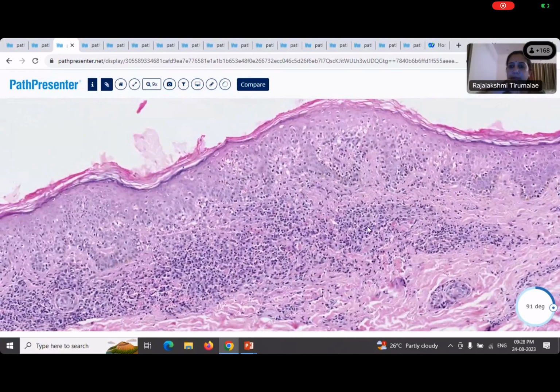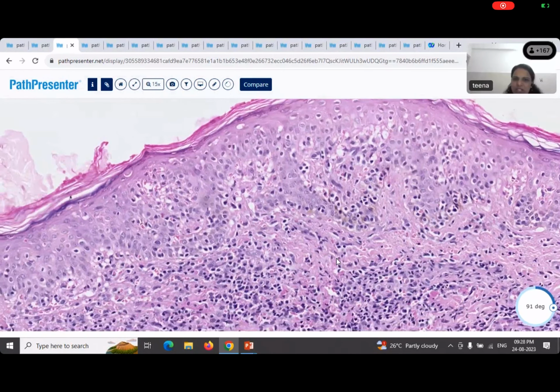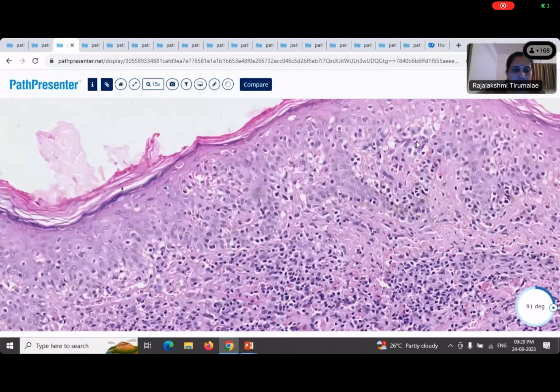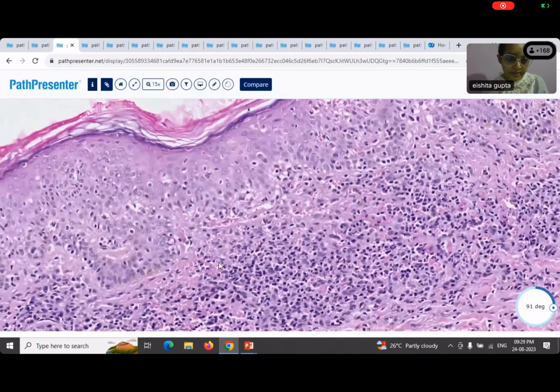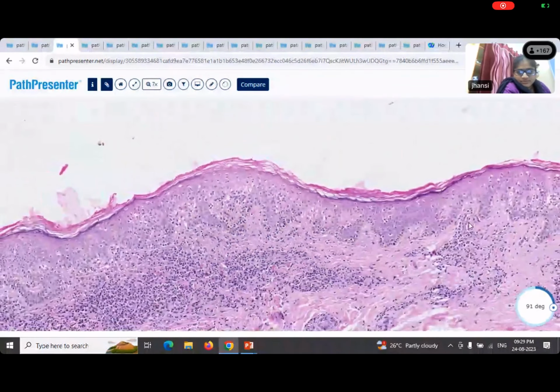What else? What about the epidermis? What's happened to the epidermis? What are you seeing here? I'm pointing to something. What are these cells? There are so many of them in the epidermis, isn't it? Epidermotropism. What cells are those? Are they neutrophils? Look at these. They're not neutrophils. These are lymphocytes. So you have a lot of lymphocytes in the epidermis.